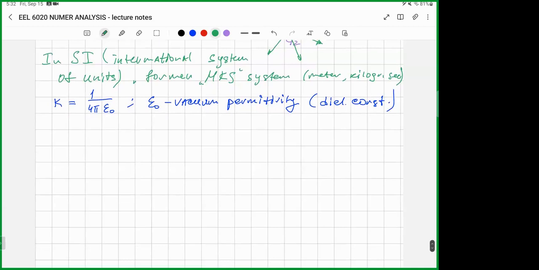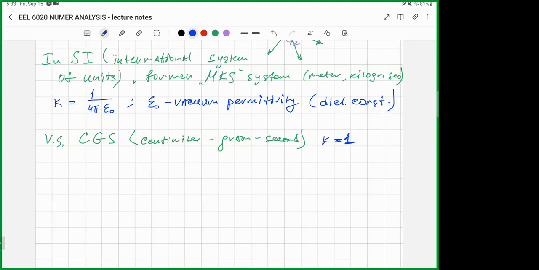Likewise, some textbooks also use the so-called CGS system of units. CGS stands for centimeter gram second. In this system of units, k is equal to 1. Okay.